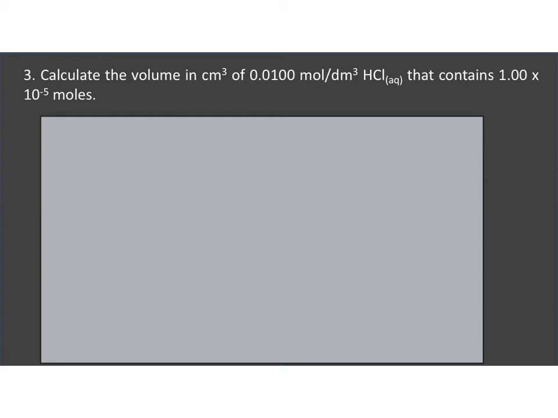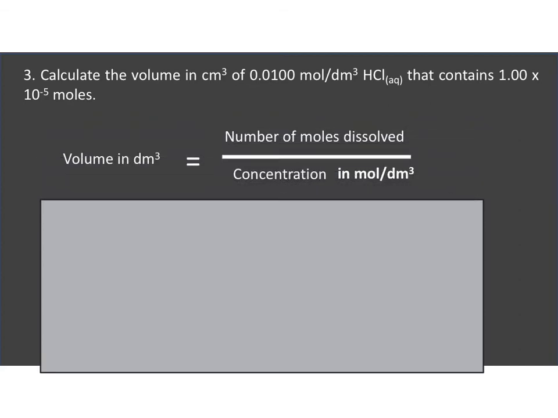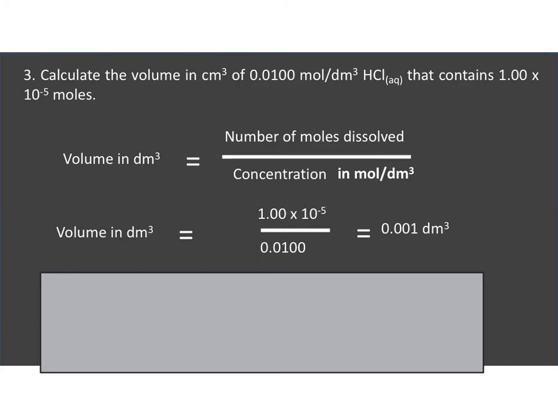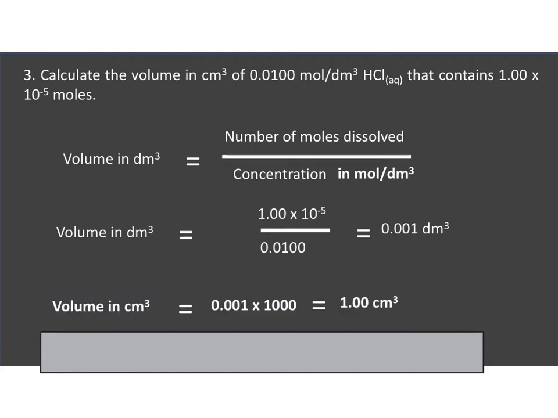Question 3, slight change. We're going to calculate the volume now in centimeters cubed of 0.01 mole per decimeter cubed solution of hydrochloric acid that contains 1 times 10 to the minus 5 moles. So let's have a think about the equation that we're going to use. First of all, we're going to find our volume in decimeters cubed is the number of moles dissolved divided by our concentration. And so that gives us 1 times 10 to the minus 5 divided by 0.01 as our concentration, and that gives us 0.001 decimeters cubed. Convert that to centimeters cubed by times by 1,000, and that's 1 centimeters cubed.